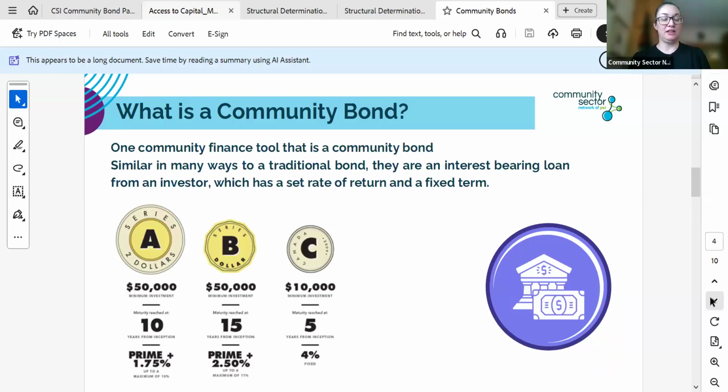It is basically similar in many ways to a traditional bond. So they get issued as an interest-bearing loan from the investor, and then you can set different terms. So just the way if you would go into a bank, or I'm not sure if these are still available, but I remember my mom was always buying us Canada savings bonds.